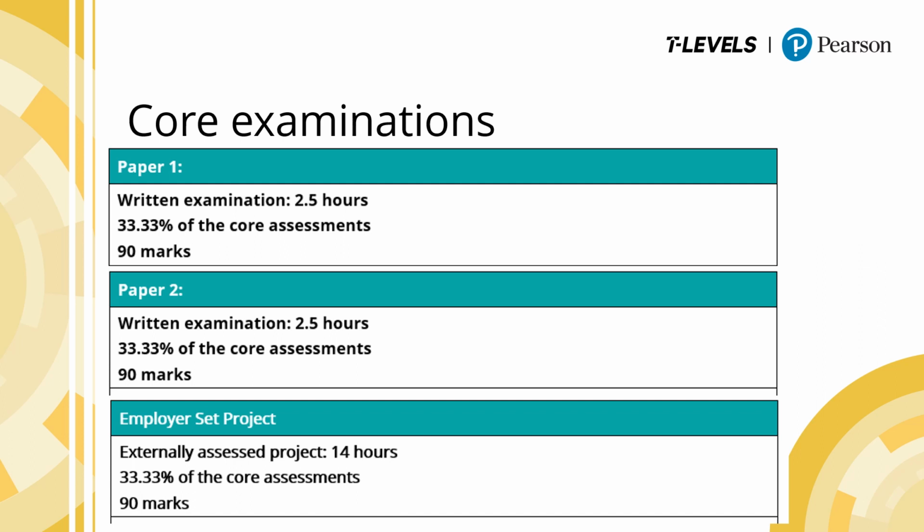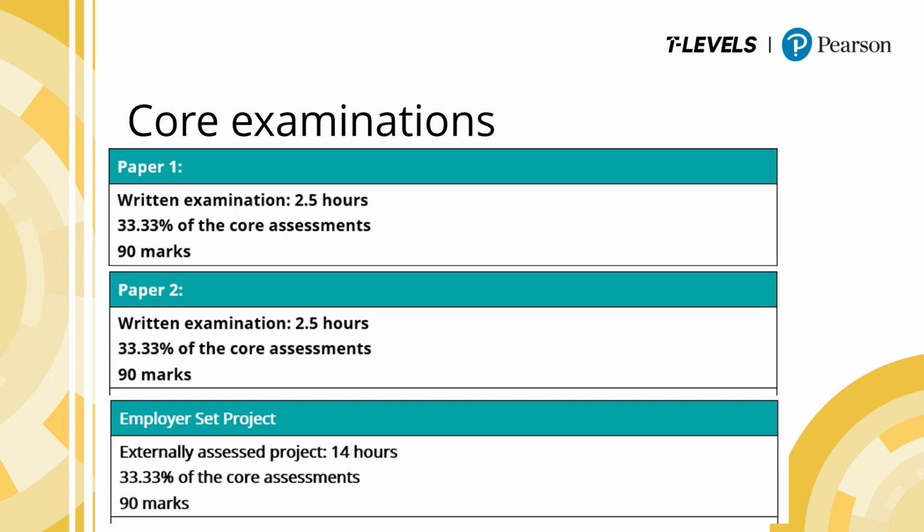Hopefully, you've already taken a look at the scheme of assessment in the specification. We are going to use this section of the specification to look in more detail at the core exams and the employer set project. There are 2 papers, paper 1 and paper 2. Both are 2.5 hours in duration and both worth 90 marks. Each paper is 33% of the total for the core component, the employer set project making up the final third. The marks from both exams are combined and your students must pass overall.